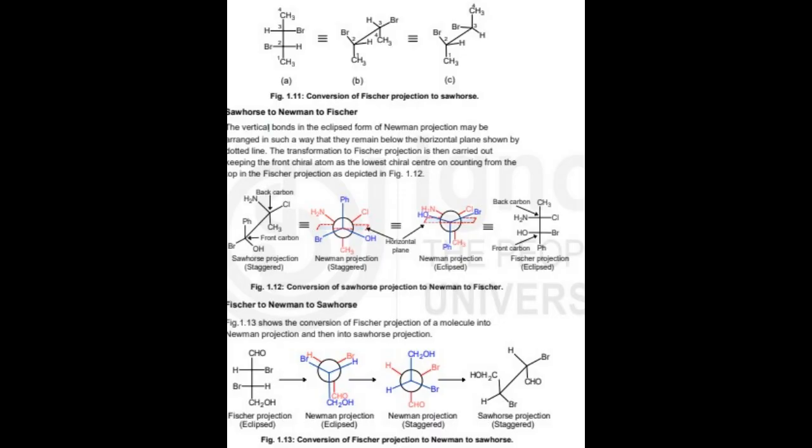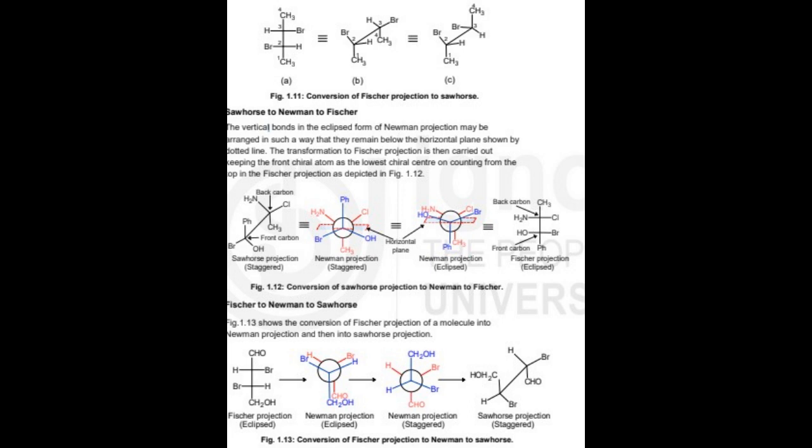1.2.3 Interconversions of projection formulae. A few of the simple ways of interconversion of projection formulae from one form to the other are discussed below. Fisher projection to SOHOS. The conversion of Fisher projection to SOHOS projection in eclipsed conformation, and then converting it to its staggered conformation with proper numbering of carbon atoms, is evident from the examples given in Fig. 1.11.